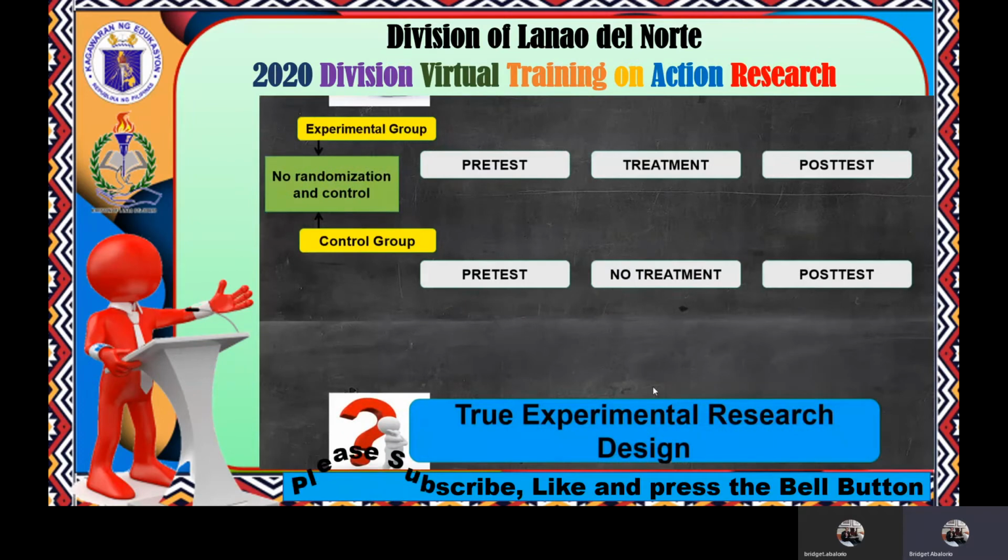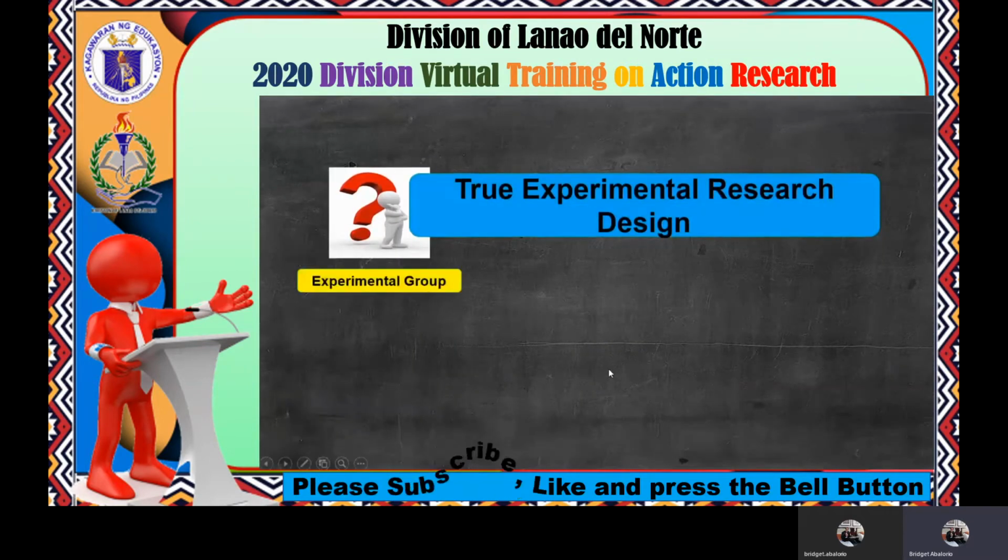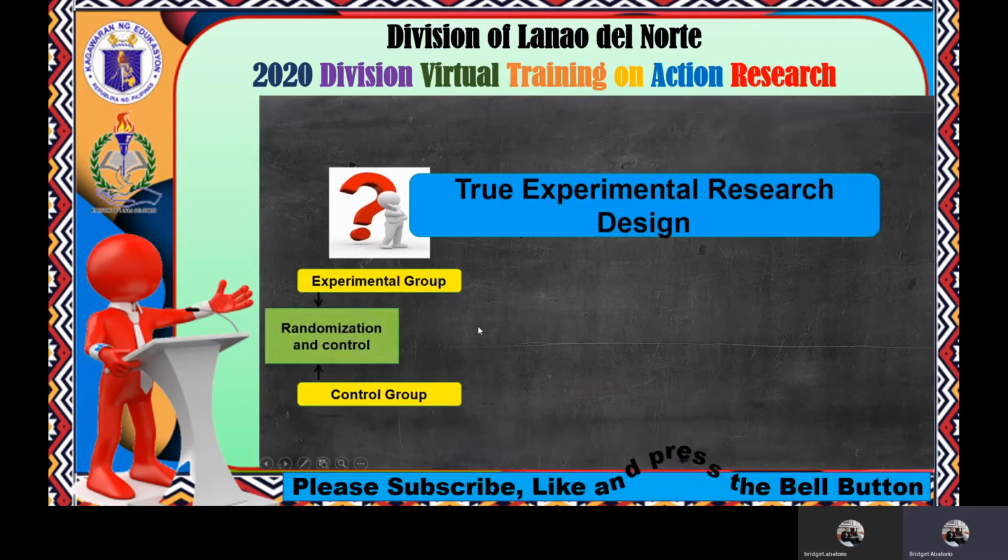In the true experimental research design, we have still two groups. However, there is randomization and control. Therefore, both groups are not predetermined. There is a randomization. You are going to combine certain groups of pupils, after which you are going to randomly select them as experimental or control group through random sampling.